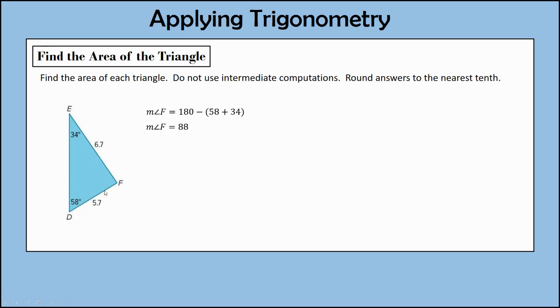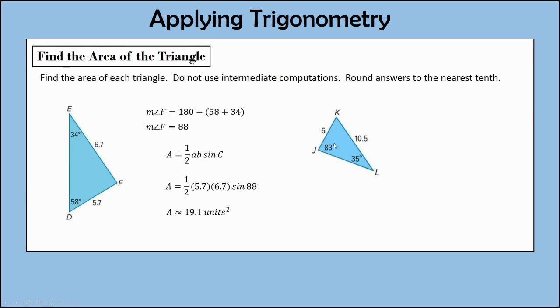So now that I know angle F is 88, I can jump into my formula: 1/2 A times B times sine of C. A and B are the 6.7 and the 5.7, and then the included angle is the 88. Again, you're going to do it all at once in the calculator. You get about 19.1 units squared.